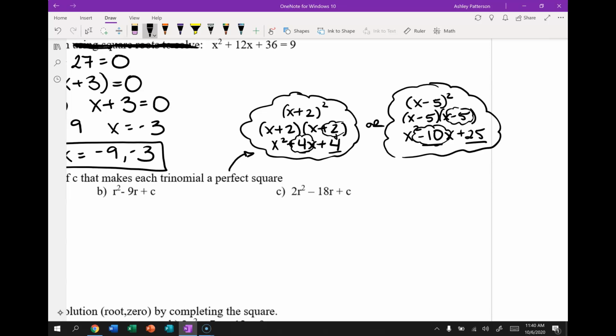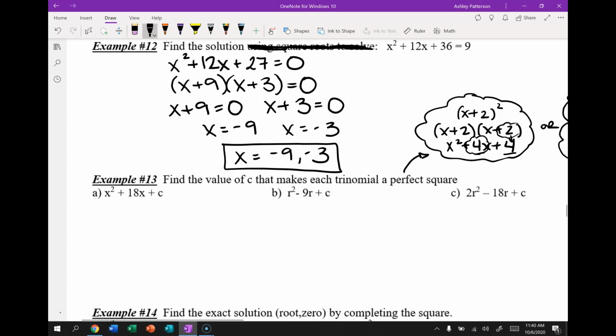And then, how do I get 4? How do I get 25? We square it. So in order to find our c term, we're going to take half of the middle term and square it. For this particular example, 18 divided by 2 is 9 squared, so c is 81.